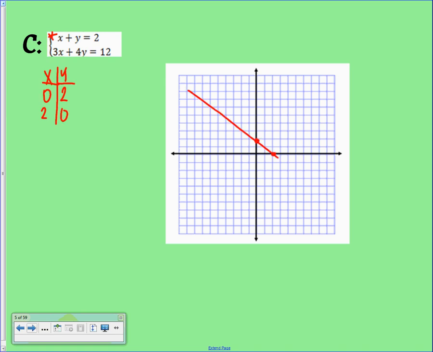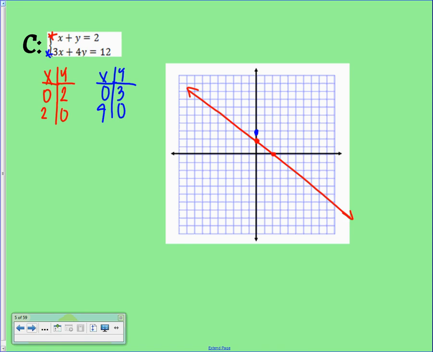And I'll go ahead and connect those. And I'll go ahead and take a look at my second line in blue. Again, I'll make an XY table. Again, if you don't like those, that's fine. You can just go ahead and rewrite those for Y. But the staggered zeros method does work really nicely in these situations.